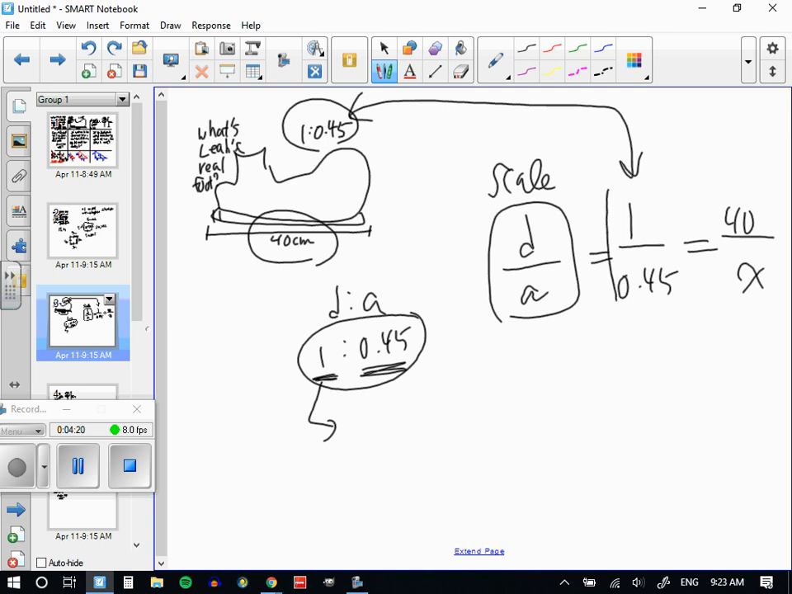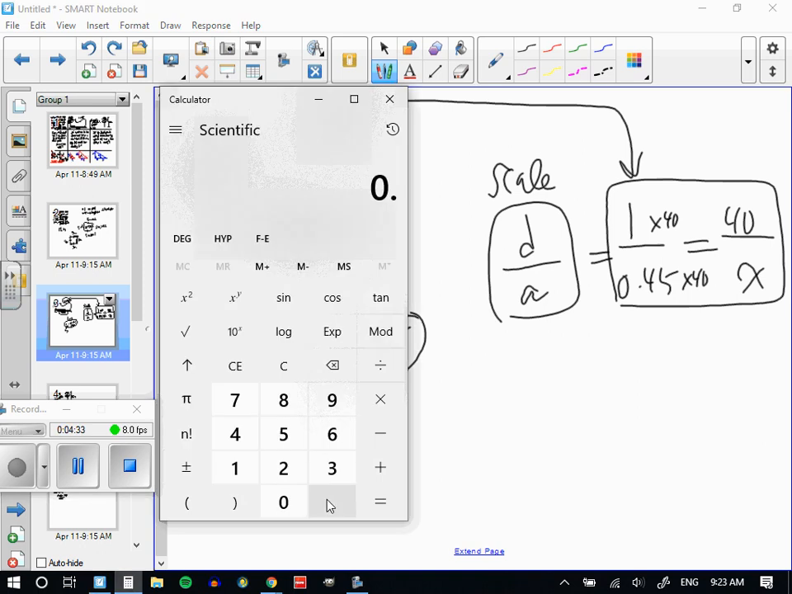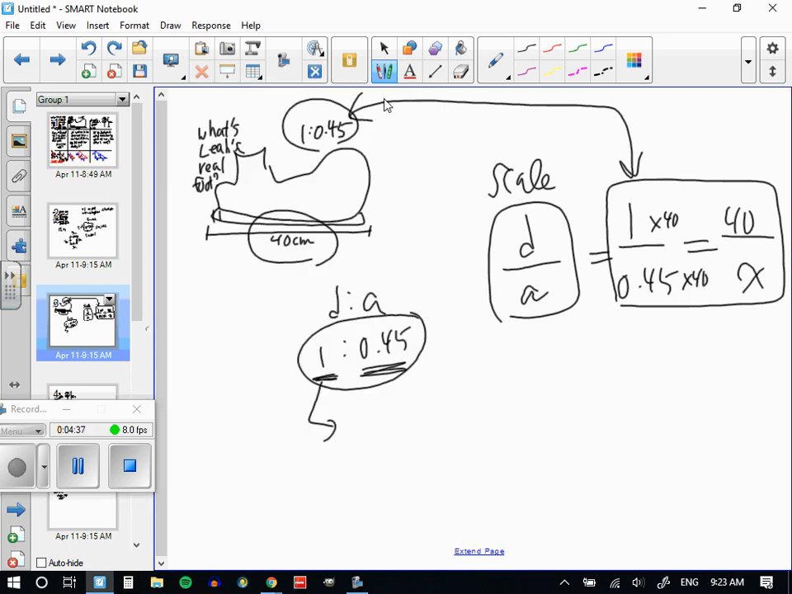Now, once you've set up your proportion, this is a grade 8 question now, you can solve it a couple of different ways. You could say, well, I multiplied this by 40 to get that, so I can multiply this by 40. You can take your calculator out and say 0.45 multiplied by 40 is 18. 18 centimeters. So therefore, Leah's real foot is 18 centimeters long. That's one way to do it.